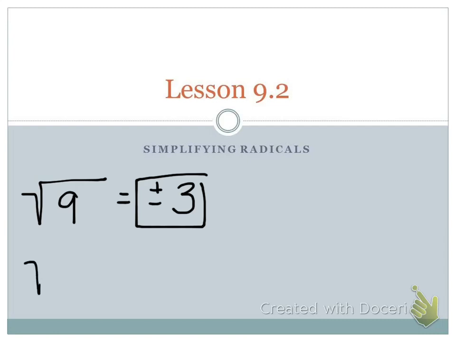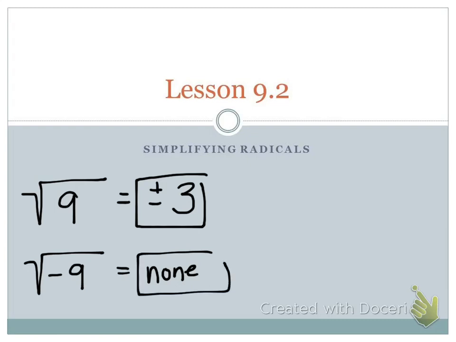Can I ever have a negative sign underneath the square root? No, there is no such thing as a square root of a negative number. So this would be none, or no square roots. There's nothing I can do, okay?